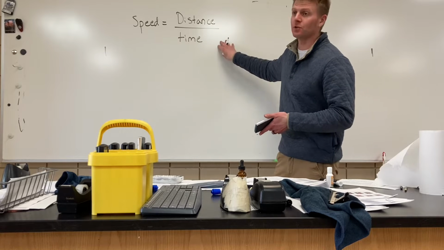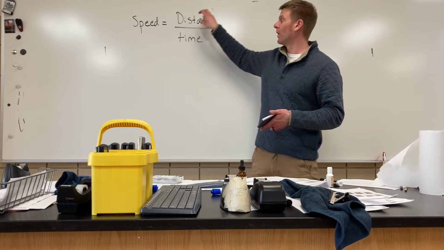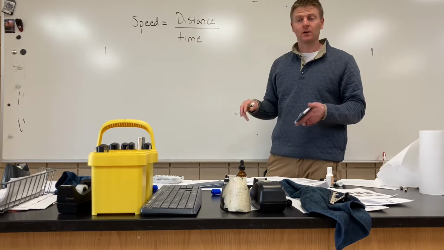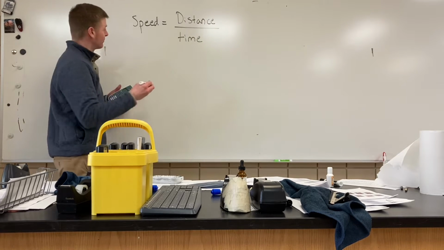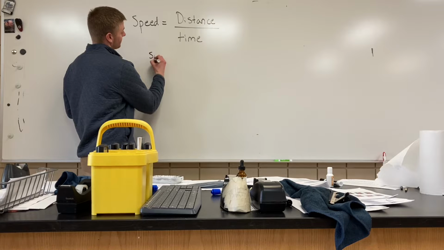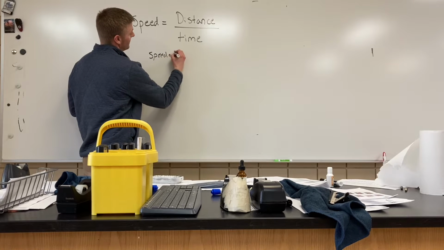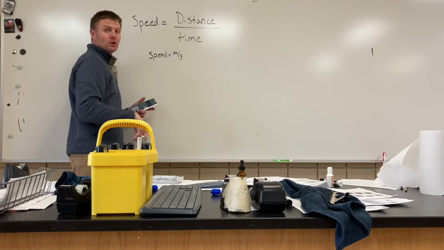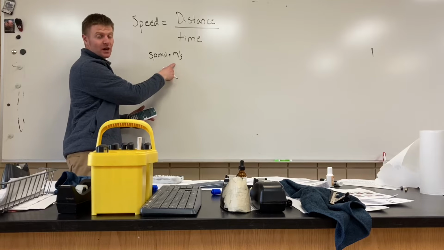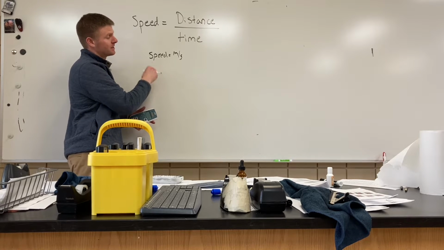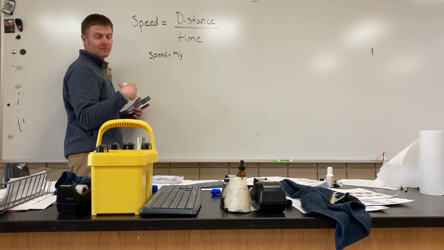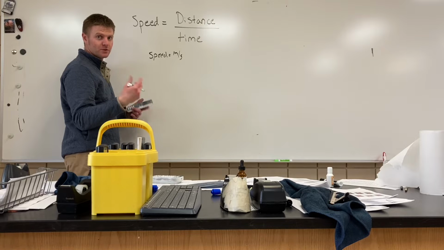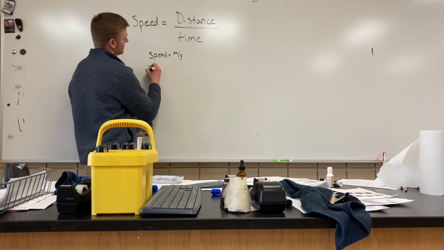So the first thing I'm going to do is walk you through the equation, what your units for each of these values would be. The SI unit for speed is going to be meters per second. You might also find answers in kilometers per hour. Very rarely in scientific problems would you find miles per hour, because remember, we don't use the imperial system.